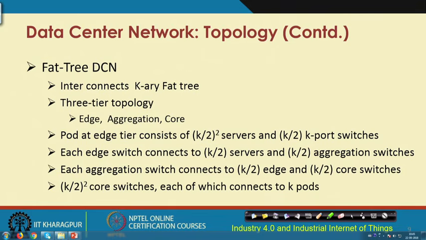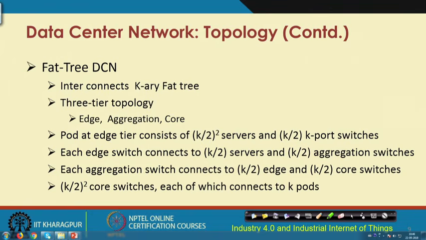So, in the fat tree DCN, we have a k array fat tree. There are 3 tiers like before, which are basically the edge tier, the aggregation tier, and the core tier. The pod which I explained to you earlier at the edge tier consists of k by 2 square servers. So, k equal to 4. 4 by 2 is 2, square is 4 servers, that means the 4 servers that I had shown you in each of these different pods, and correspondingly there are going to be 4 divided by 2, that means 2, 4 port switches.